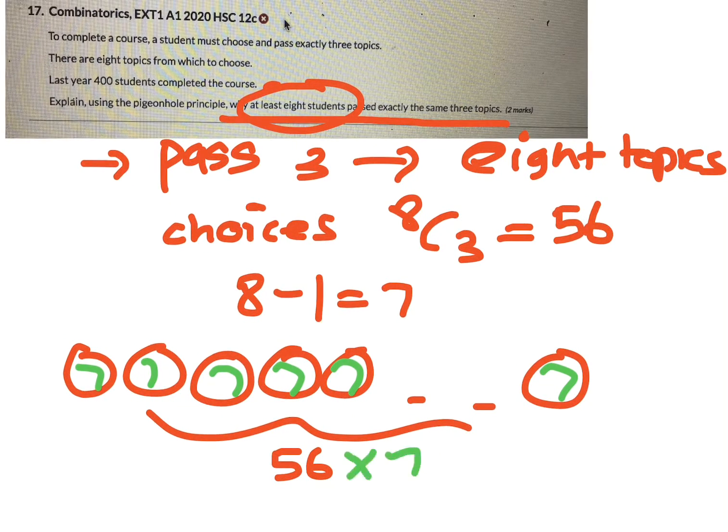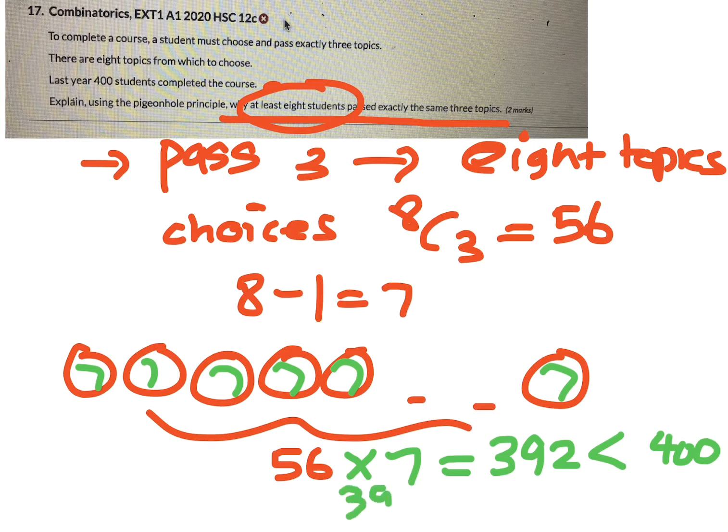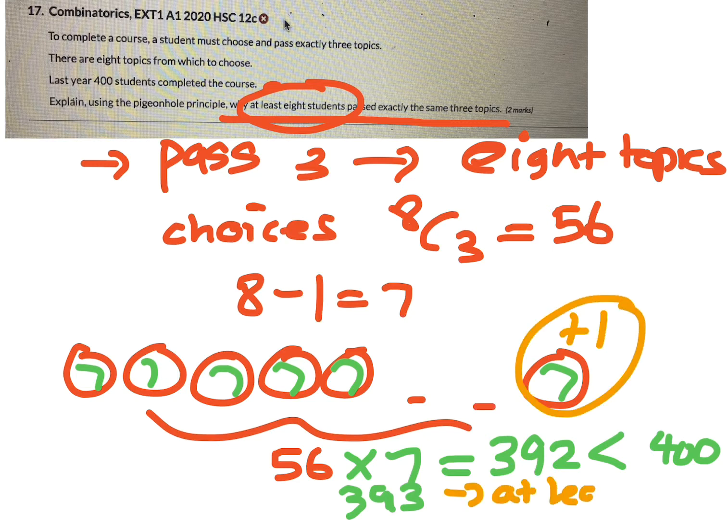So now if I do 56 times 7, so if I times that by 7, I end up with 392. And because 392 is less than 400 students, then you can actually be certain that if you've got 7 in each hole, once you get to the 393rd student, there will be at least one of these holes where you will have an 8. So you will have at least 8 students who passed exactly 3 of the same topics.